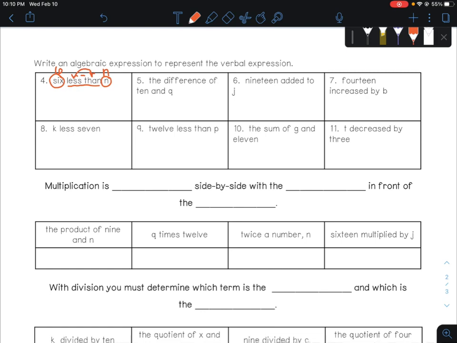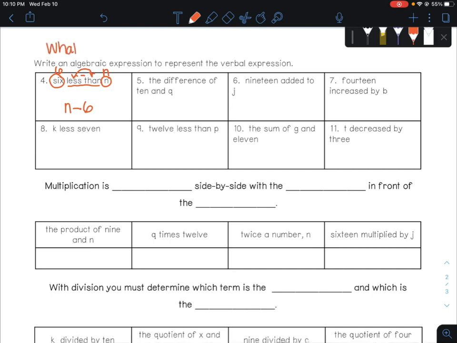So we're going to do 6 less than n, which is actually n minus 6. Do you see now why I put the arrows? If you see less than, it actually flips around. And if you're not sure why, just think of a simpler example.